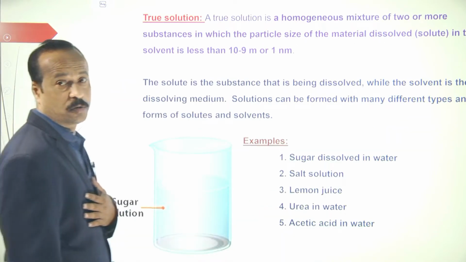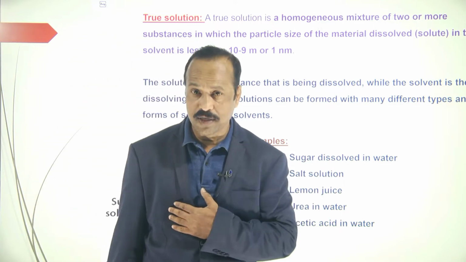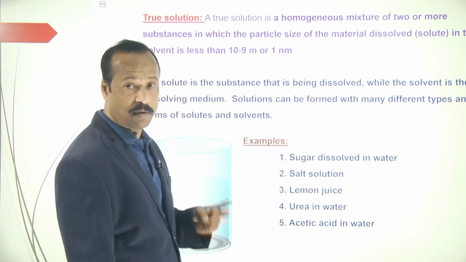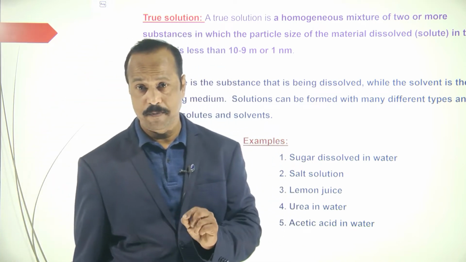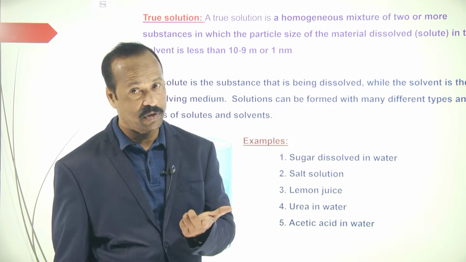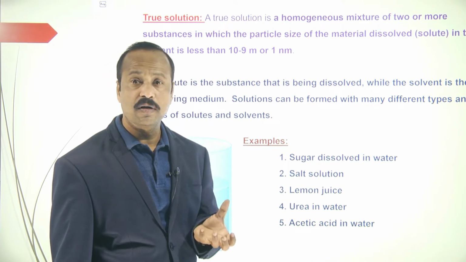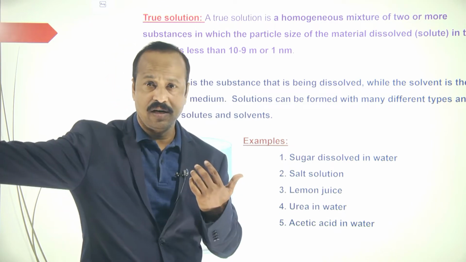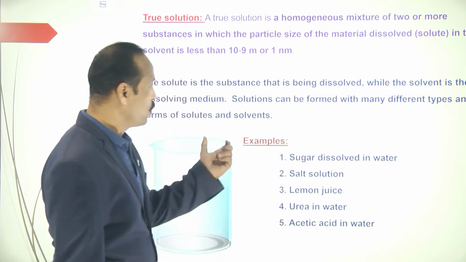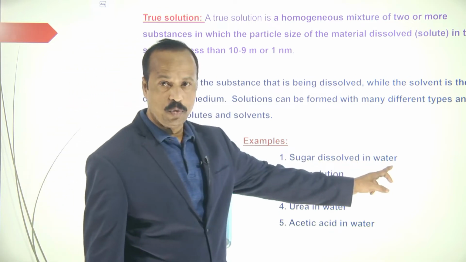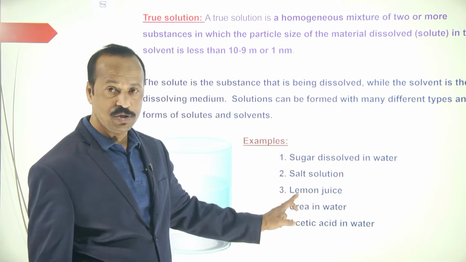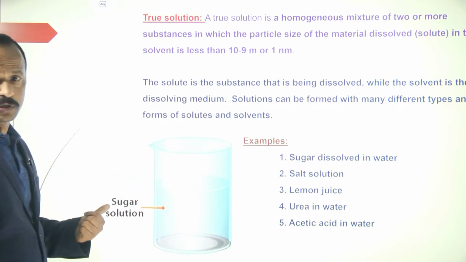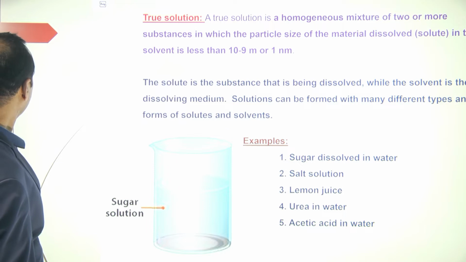True solution: a homogeneous mixture of two or more components is called a true solution. A binary solution consists of mainly two components. One is called a solute and the second is called a solvent. Solute is that which is relatively less in quantity, and solvent is that which is relatively large in quantity. Right? Now examples: sugar dissolved in water, salt solution, lemon juice, urea in water, acetic acid in water. These all are examples of true solutions that we already discussed, right?